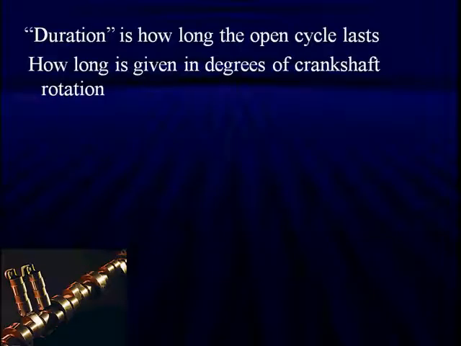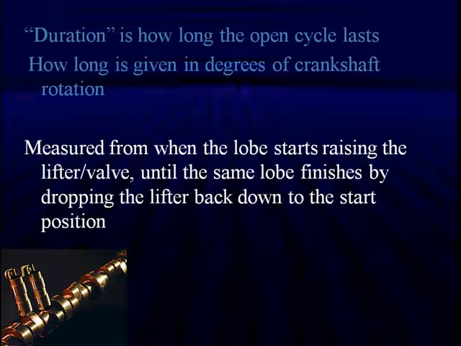Now, the duration is how long the valve opening lasts. It is given in degrees of crankshaft rotation. Remember, the crankshaft is rotating twice the speed of the camshaft, because we're going to get 4 cycles and 720 degrees of rotation. We'll talk about that later. We measure this duration from when the CAM lobe starts rising with the lifter and the valve until the same lobe finishes by dropping the lifter back down to the start position and closing the valve.